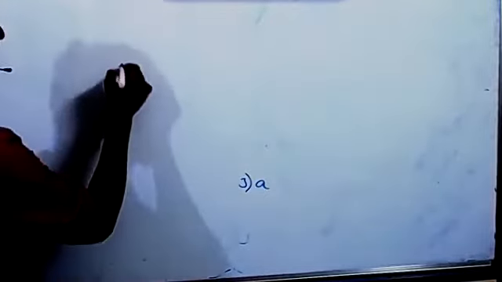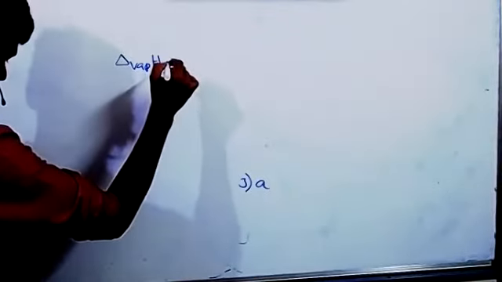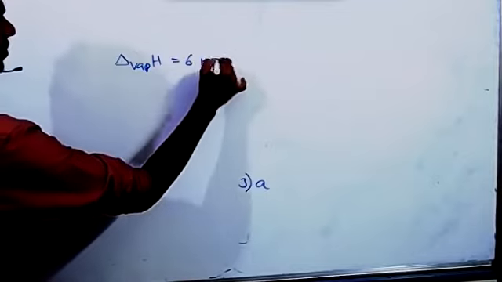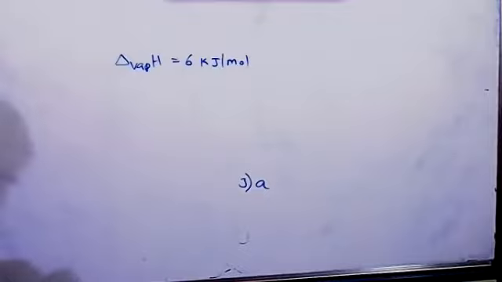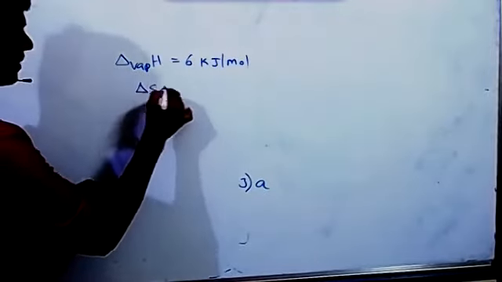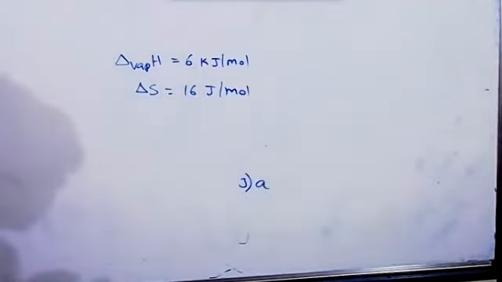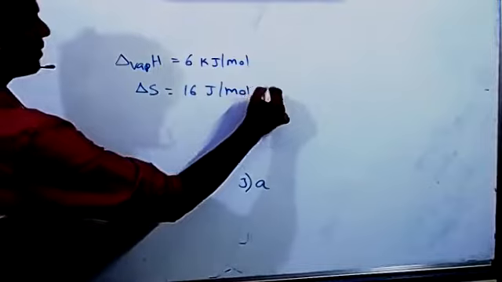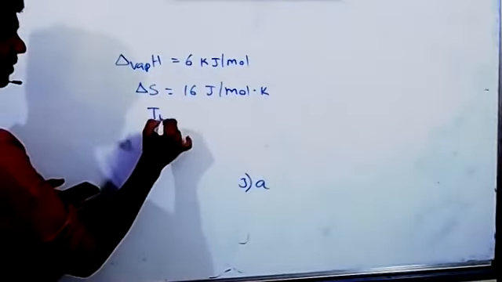Fourth one. Molar heat of vaporization of a liquid, that is the enthalpy of vaporization, is 6 kilojoule per mole. If the entropy change is 16 joule per mole per Kelvin, so delta S is 16 joule per mole per Kelvin, the boiling point of the liquid is, so what is its boiling point?